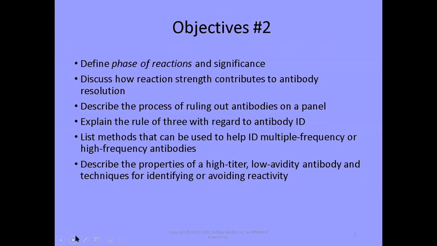We will define phase of reactions and the significance, discuss how reaction strength contributes to antibody resolution, describe the process of ruling out antibodies on a panel, explain the rule of 3 with regard to antibody identification, list methods that can be used to help identify multiple antibodies or high frequency antibodies, and describe the properties of a high titer, low avidity antibody and techniques for identifying or avoiding reactivity.